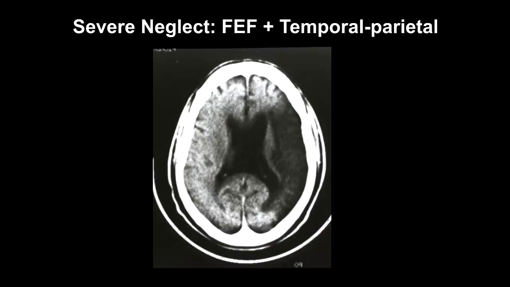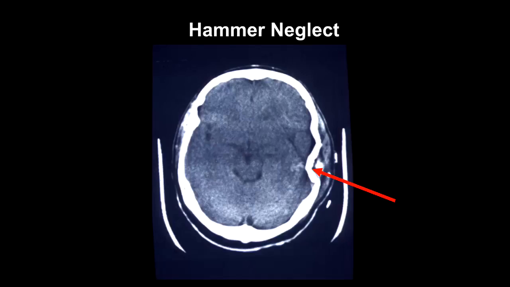So basically, what you see here is a big chronic middle cerebral artery infarct. It spares the anterior cerebral. It spares the posterior cerebral, the hippocampus, and the visual areas. But it takes out a large part of your hemisphere, both the frontal eye field, which sits right about there, and the temporal parietal junction, which is down about 2 centimeters.